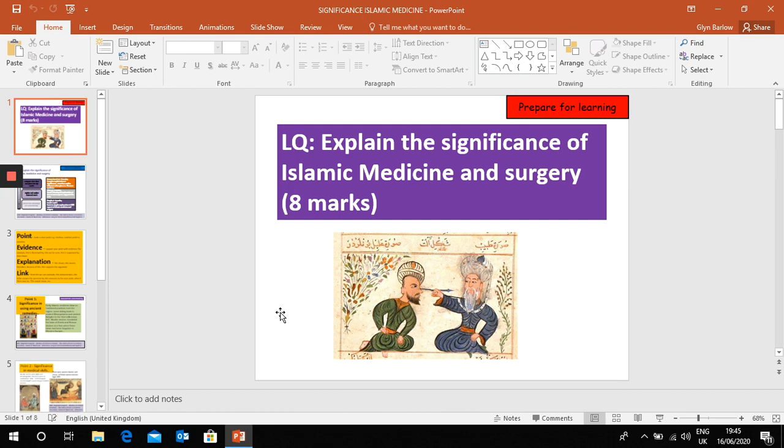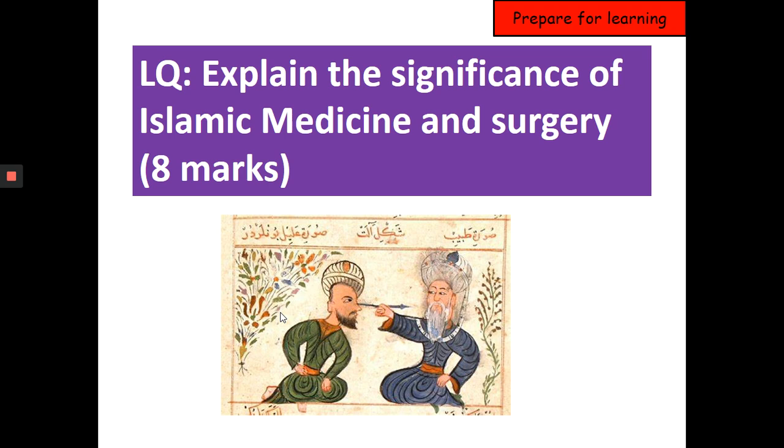Now, we are looking today at a Paper 2 practice for an 8-mark question, and my name is Mr. Barlow. The learning question is: explain the significance of Islamic medicine and surgery. It's always the second question of the 4 questions from Paper 2. Overall, you get 40 marks plus 4 for SPAG, that's spelling and grammar. And this is how you will earn 8 of them.